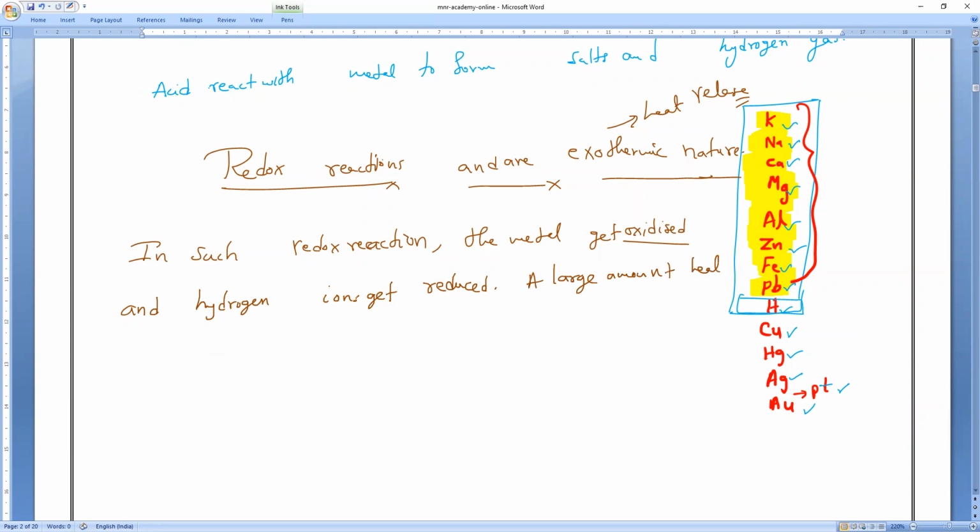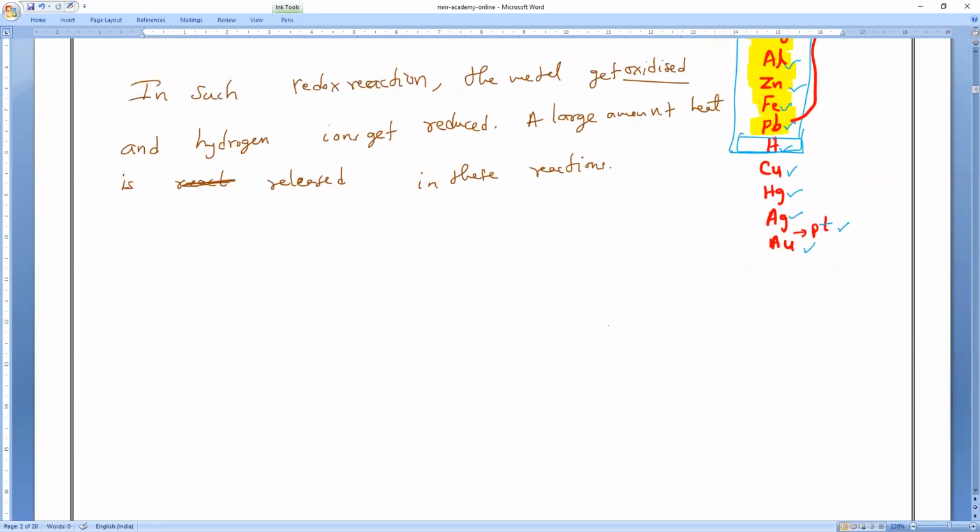During this time only, a large amount of heat is released. So that is why they are called, what reactions do we call them? A large amount of heat is released in this reaction. We call them exothermic reactions. Okay, so that is what you have to remember.